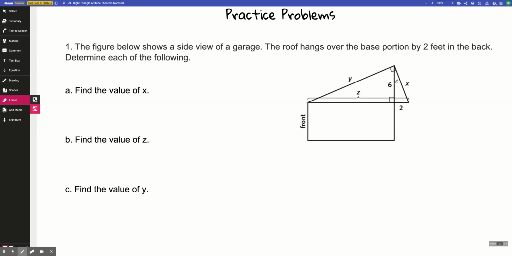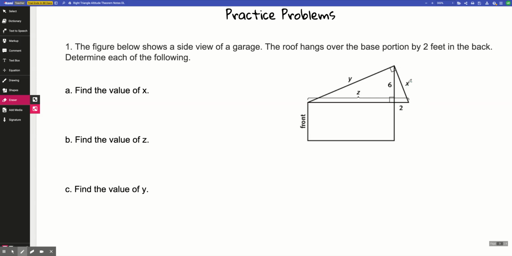So I have this lovely figure right here, which is the side view of a garage, right? And then I have part of the roof that hangs over the garage, right? And it wants me to find each of these things, right? So they want me to find X, Y, and Z, right? And I know that the height of this triangle, the altitude, is 6, and the part that hangs over is 2.